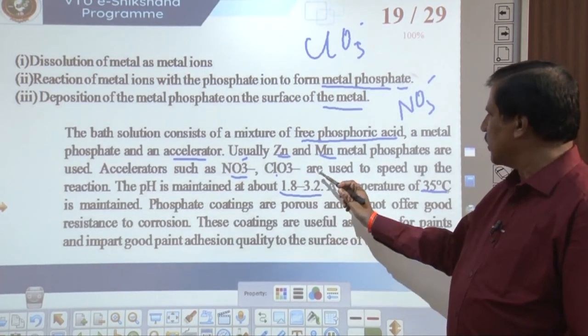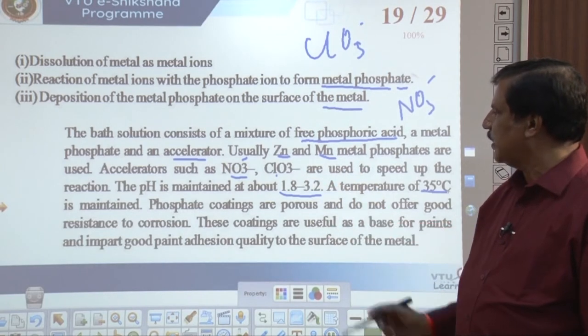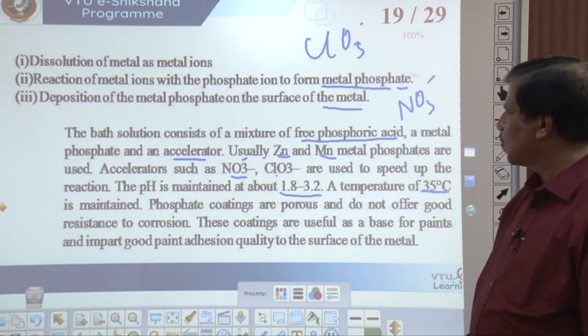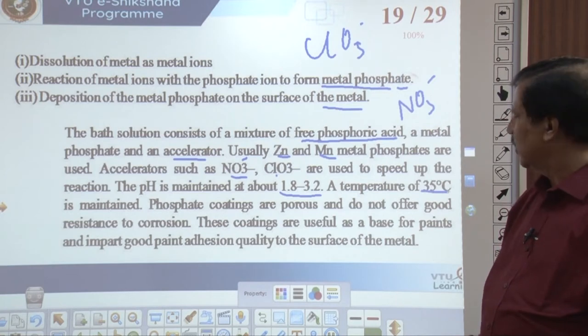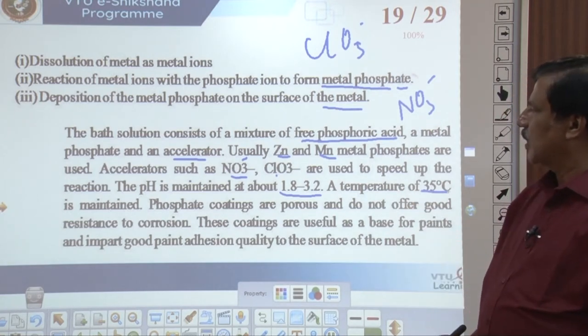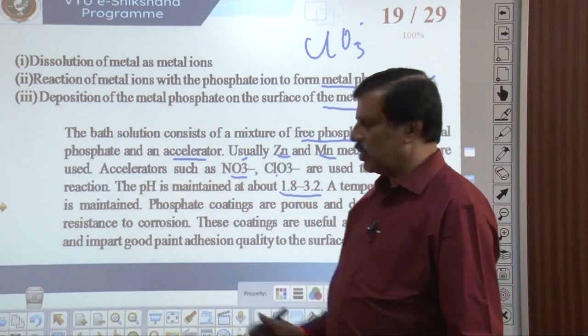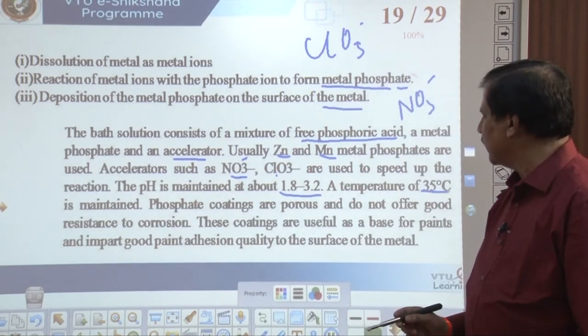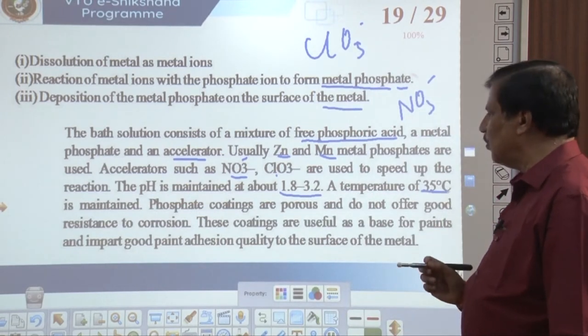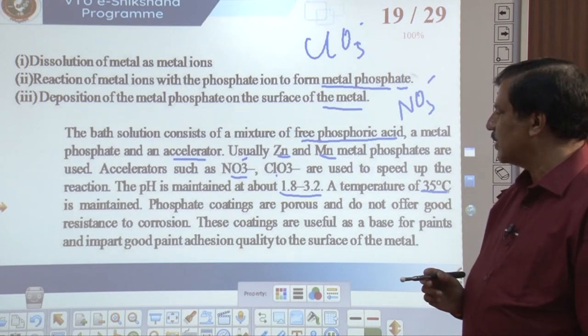Phosphate coatings, I repeat, accelerators such as nitrate and chlorates are used to speed up, to increase the rate of the reaction. That's why they are called accelerators. The pH is maintained between 1.8 and 3.2. A temperature of about 35 degrees Celsius is maintained.